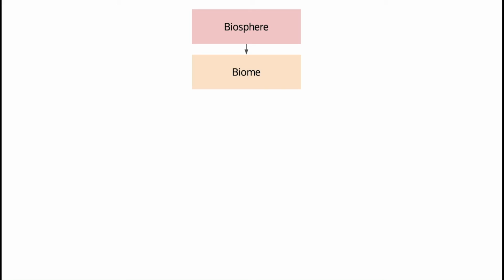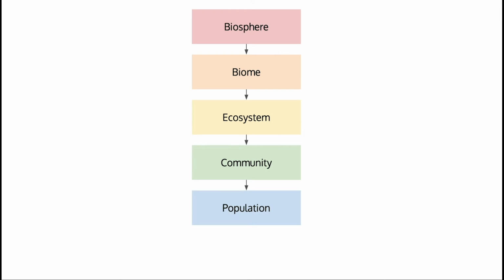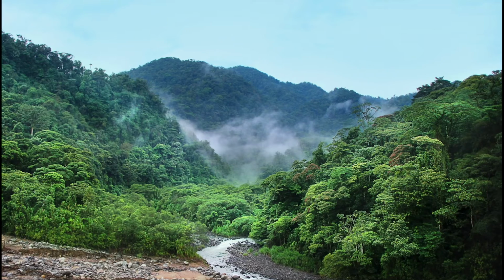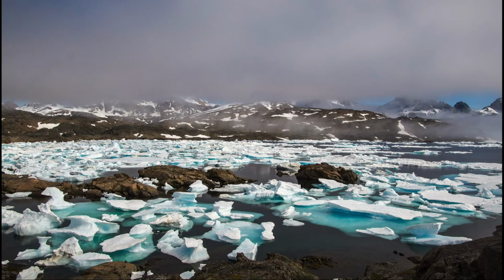The biosphere, which is huge, can be broken down into smaller and smaller pieces. We can go from biosphere to biome, to ecosystem, to community, to population, and to individual. Don't worry, we're going to break down all of those terms in just a second. If we move one level below the biosphere, we have biomes. Biomes are regions with very specific temperatures, climates, and locations. 2 examples of biomes are tropical rainforests and the Arctic tundra.